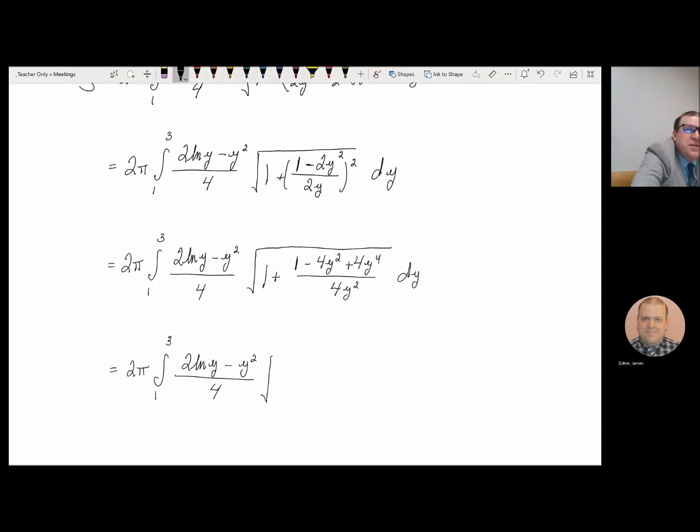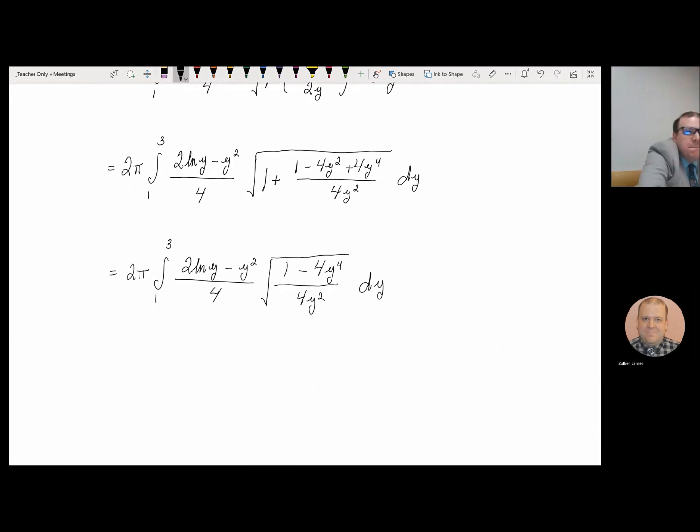I just looked at my work and I'm wasting my time. Oh well. Algebra never killed anyone. Common denominator 4y squared, right? 4y squared minus 4y squared, they're gone. In the numerator, we're left with 1 minus 4y to the fourth all over 4y squared. Why would it be minus 4y squared? Should be plus, shouldn't it?